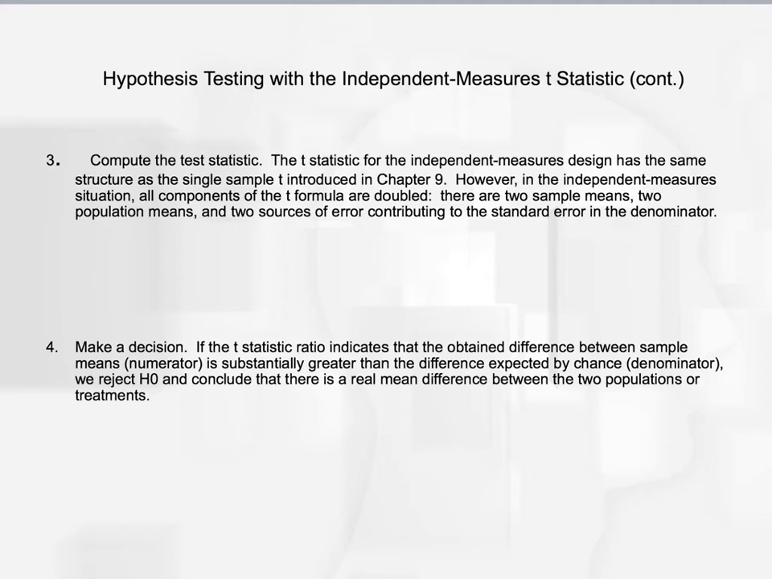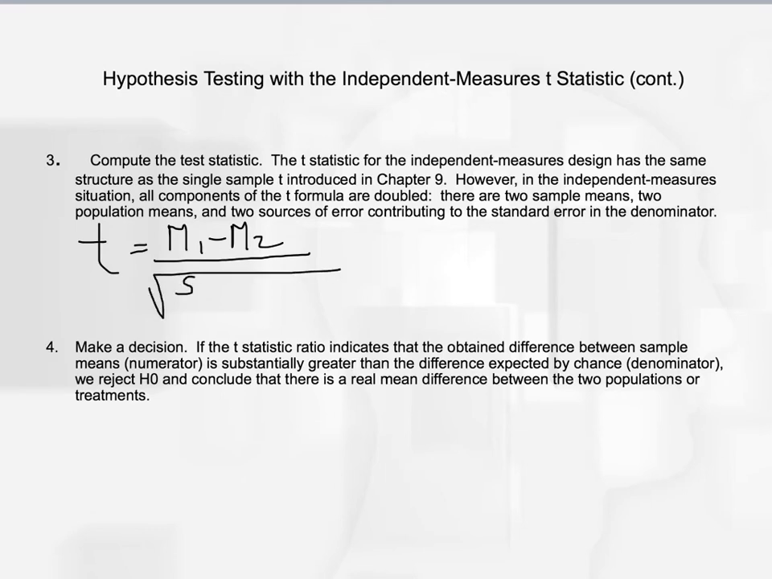We compute the test statistic. In this case, the test statistic, T, is the same test statistic, but the formula is a little bit different. We have the mean of group 1 minus the mean of group 2. Now it doesn't matter which mean you call 1 or 2, just keep track of them. And we're going to divide that by the standard error of the mean difference, but because we have two groups, the denominator is a little bit more complicated.